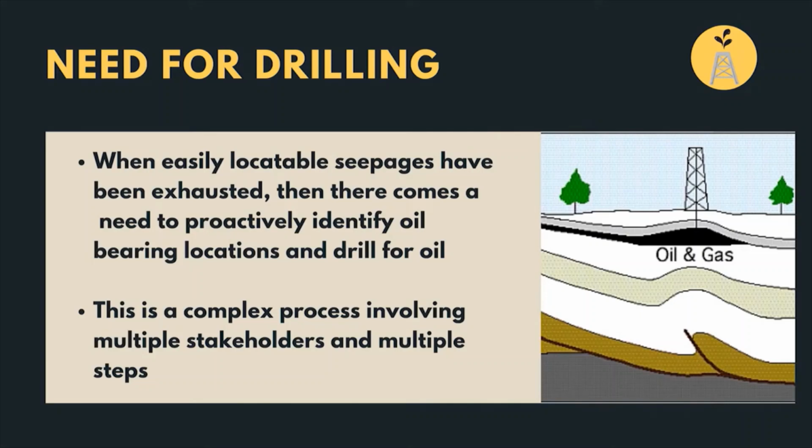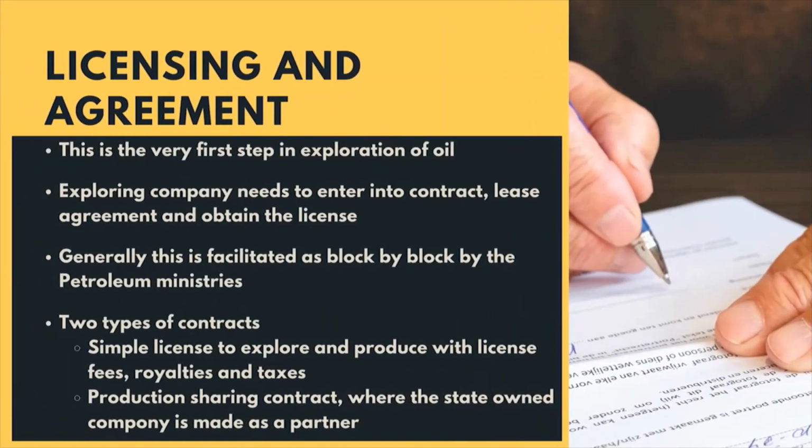So, exploration, drilling, and production is a complex process involving multiple stakeholders and multiple steps. Now, let's try to understand these steps at a very high level. The very first step is to go for the licensing and agreement. This is the very first step of exploration of oil.